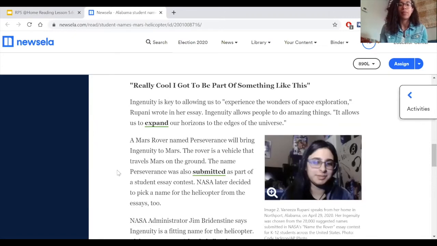Really cool I got to be a part of something like this. Ingenuity is key to allowing us to experience the wonders of space exploration, Rupani wrote in her essay. Ingenuity allows people to do amazing things. It allows us to expand our horizons to the edges of the universe.